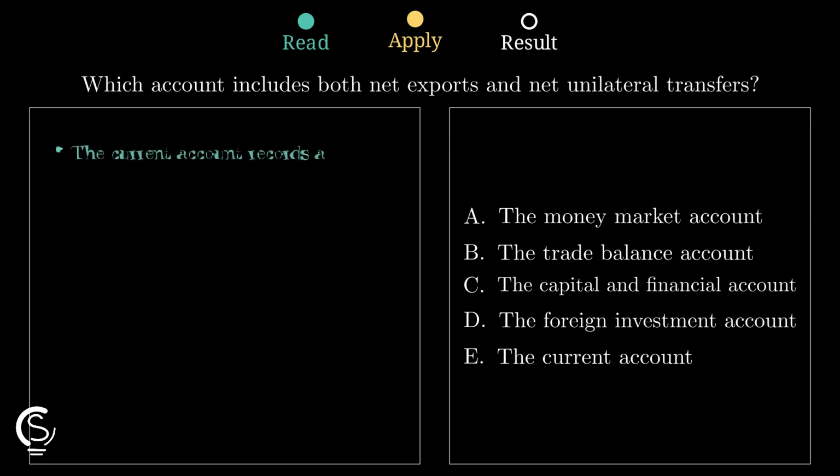Specifically, it includes the balance of trade, which covers net exports alongside net primary income and net unilateral transfers like foreign aid or personal gifts sent to people living abroad.